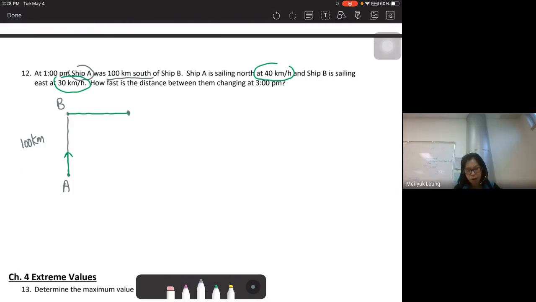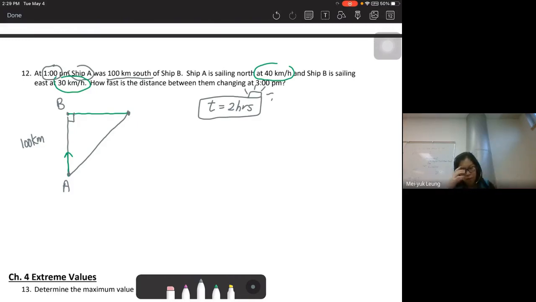So after 2 hours, they are right here. I'm going to draw this as a simple right triangle. In this case, first of all, we know the time goes from 1 p.m. to 3 p.m. So we are looking at the snapshot moment after 2 hours. We want to know exactly how the distance between the two ships is changing at that moment.